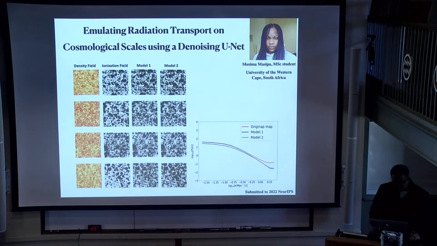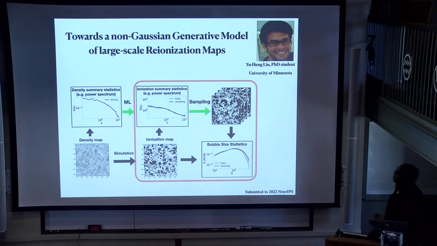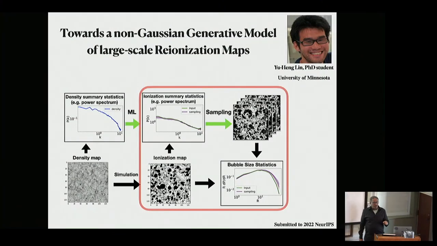The second thing is another work by Yuheng from Minnesota, where we were trying to ask another question. Most of these large scale experiments also focus on measuring the power spectrum or summary statistics. So the question is: if we get a summary statistic, can we recover the actual field? The summary statistic could be a power spectrum or something else.